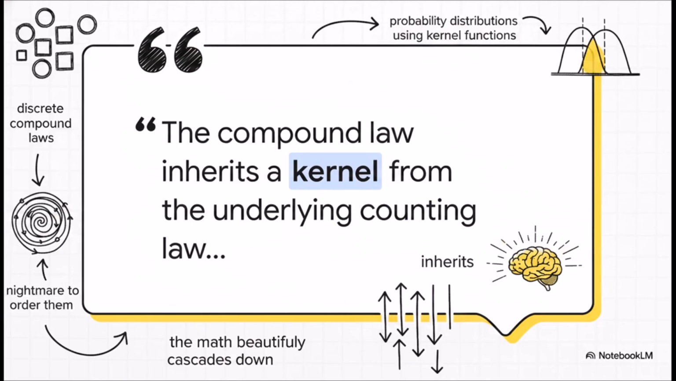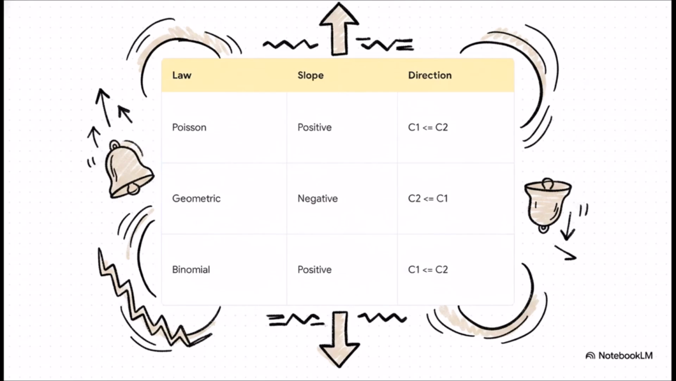What does this mean for us? It means you don't need to analyze the whole compound mess. You simply take the posterior mean of the original counting law's kernel. The math just beautifully cascades down. And the data backs this up perfectly. For compound distributions where the underlying counting law is Poisson or binomial, the kernel slope is positive, which dictates a standard likelihood ratio direction. But for geometric counting law, the slope is negative, and the likelihood ratio order perfectly reverses itself. So literally, just by checking the slope of the kernel, you instantly know the likelihood ratio direction for incredibly complex compound distributions. How cool is that?